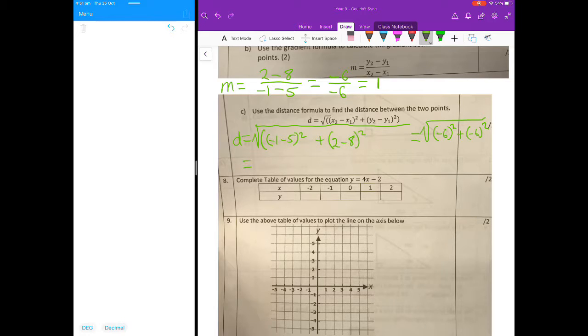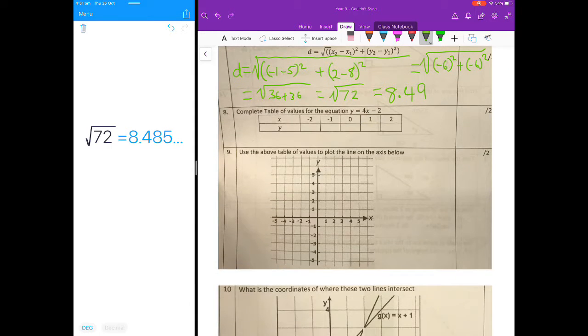We should all know that minus 6 times minus 6 gives us a positive 36, so we end up with the square root of 36 plus 36, which is 72. So our square root of 72, let's chuck into a calculator, because I don't really feel like doing that on my own without that. We end up with 8.49 to 2 decimal places.